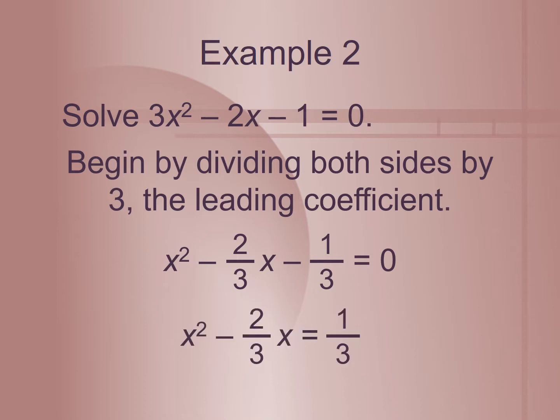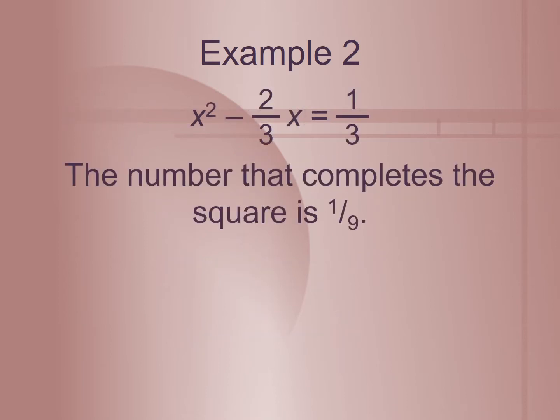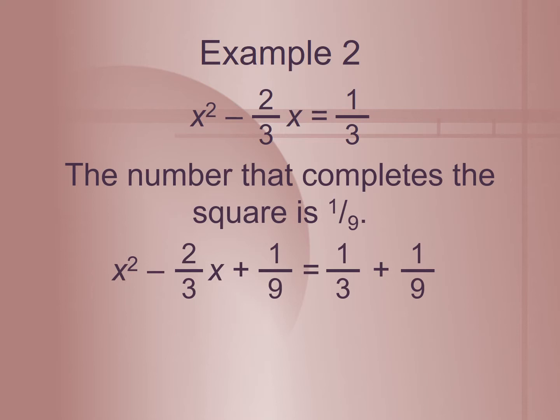And then from here, I have to take half of my b value and square it. So 1/2 of 2/3, or 1/2 times 2/3, ends up being 1/3. And then 1/3 squared is 1/9. So I'm going to add 1/9 to both sides. So x squared minus 2/3 x plus 1/9 is a perfect square. So that factors to x minus 1/3 squared. And then 1/3 plus 1/9 is 4/9.